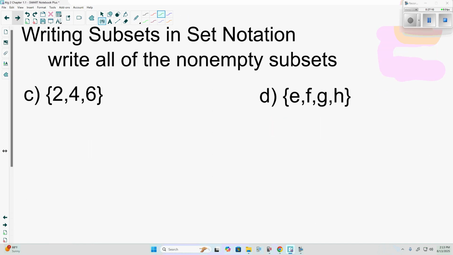So 2, 4, 6. Let's look at the subsets for it. Let's start with the individual subsets first. So we could have what? 2, and then 4, and then 6. Okay, cool.